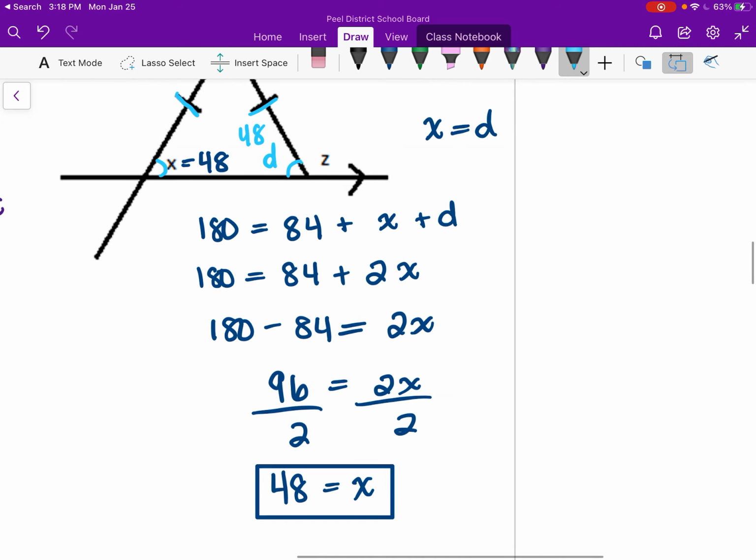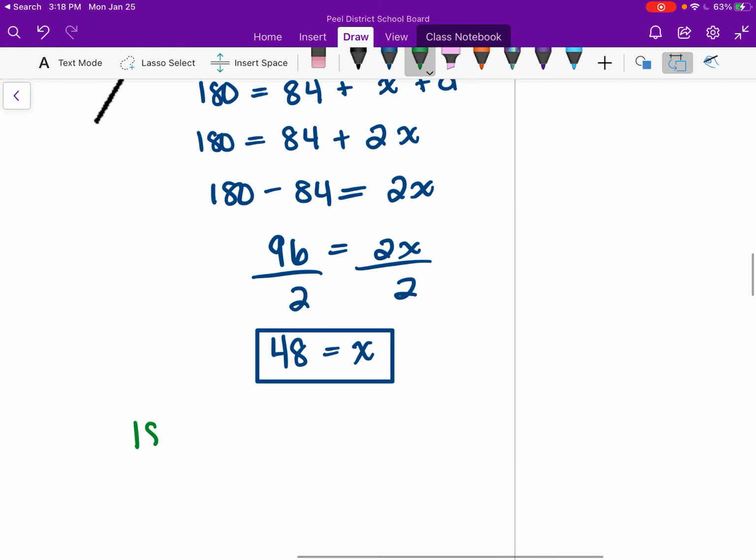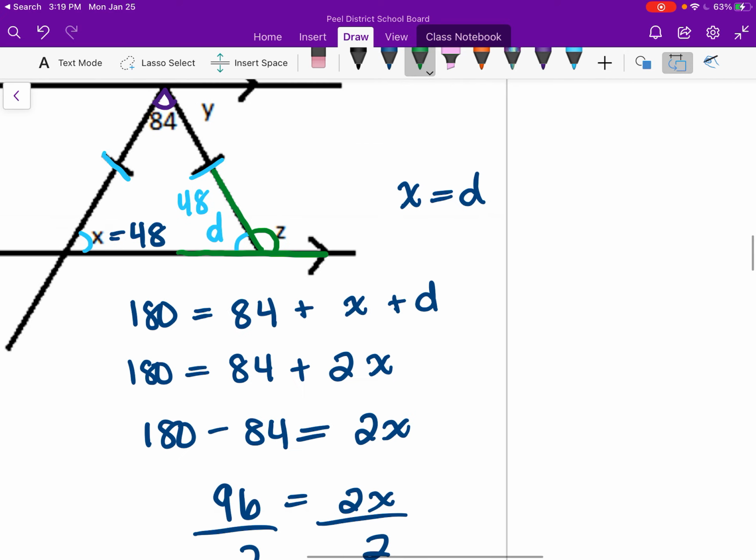So if I know that D is 48, and I look over here, this is a straight line, right? So I know if D is 48, to find Z, I can use my supplementary angle rule. So I can say 180 minus 48 is going to give me Z. So 180 minus 48 is going to give me 132, which is equal to Z. And that's my answer. Okay. So this is going to be 132 degrees.